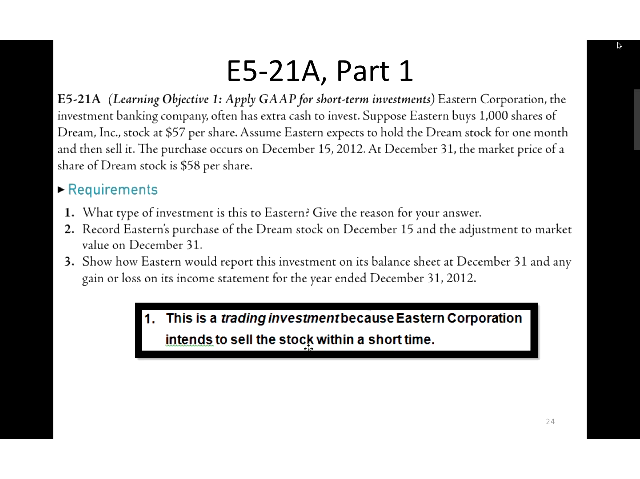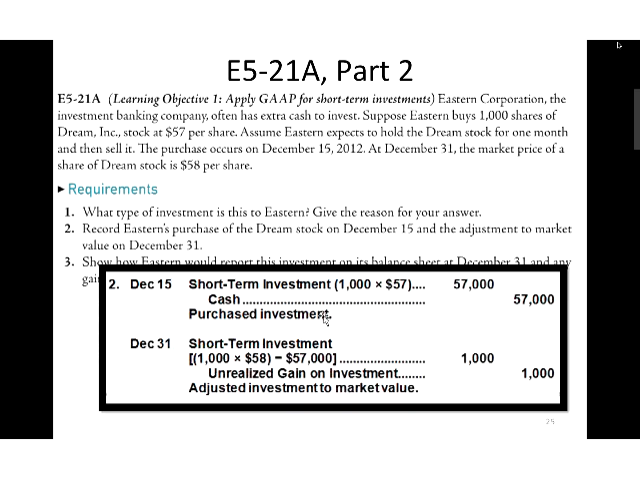Okay, next one down. Record the purchase of the Dream stock on December 15th and the adjustment to market value on December 31st. So on December 15th, to purchase this investment, we would be debiting short-term investment. Short-term investment is an asset. We bought 1,000 shares at $57 a share. So you have $57,000 as your debit, increasing assets. You're paying for it with cash, so your cash is decreasing, so that's why we have the credit there.